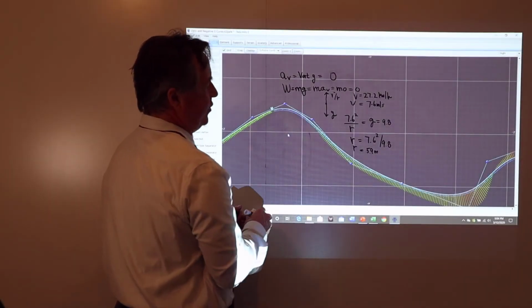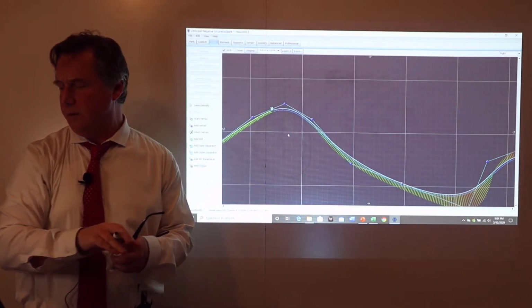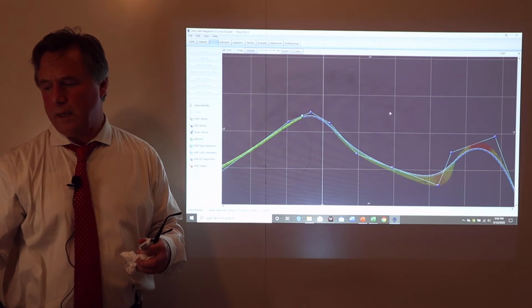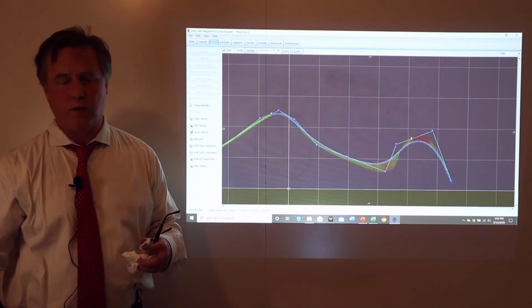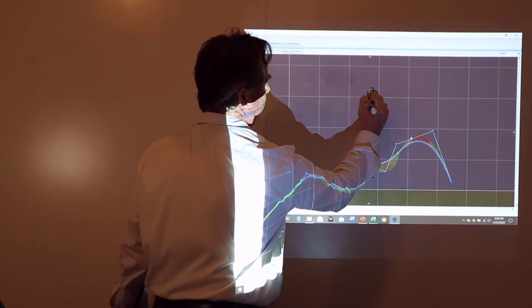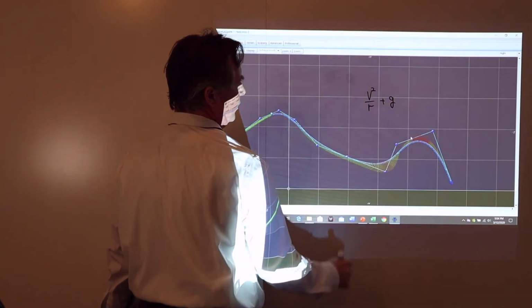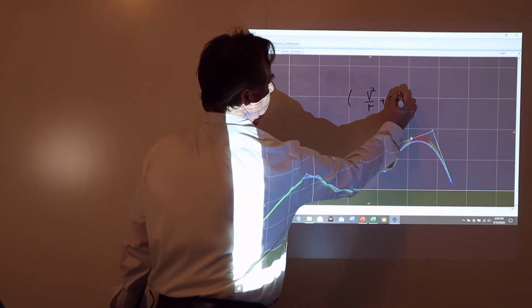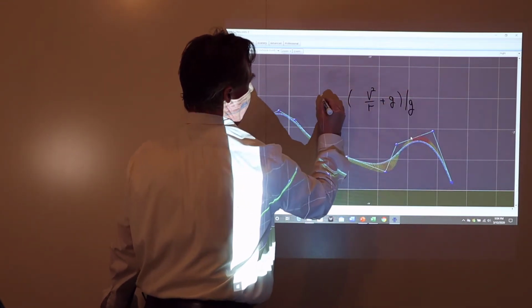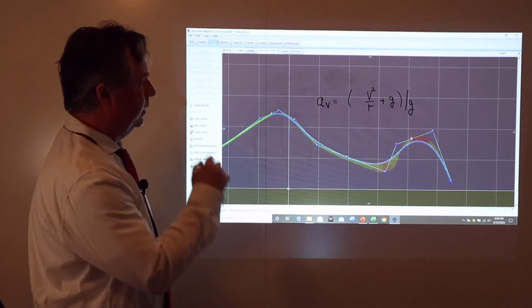Okay, what about a negative g curve? What I did here is I went ahead and created a negative g curve. And what's that telling us? V squared over r plus g, again at an angle of 0, so just plus g, divided by g, and that's our vertical acceleration, vertical g's.